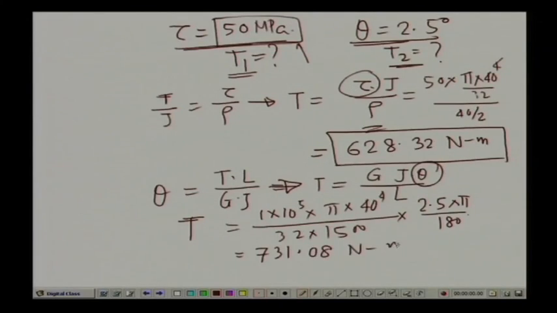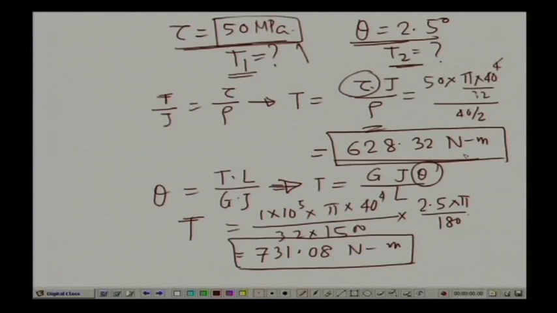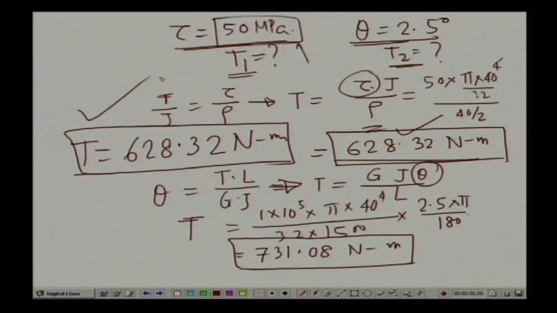This gives the value of T as 731.08 Newton meter. Now, please note that we have two values of the twisting moment. One value comes from restricting the stress to 50 MPa: if we apply that amount of twisting moment, the stress will be limited to 50 MPa, and if we go beyond it, the stress will exceed 50 MPa. In the other case, we have a twisting moment beyond which, if we go, the angle of twist will increase beyond 2.5 degree. Since we have to satisfy both criteria, the limiting value of the twisting moment will be 628.32 Newton meter. So, the maximum value of T which can be applied in this particular case is 628.32 Newton meter. This is the answer for this example.